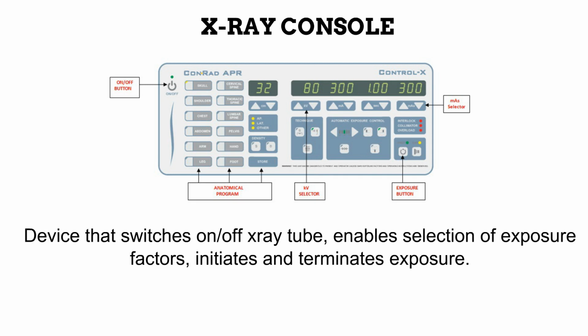On this diagram you would find features such as the on-off button, the exposure button, the kV and mAs selector buttons with a meter to indicate which value has been selected. You'll also find something known as an anatomical program. The anatomical program enables the radiographer to select a body part and size that is to be imaged, and it automatically suggests the exposure factors that would be suitable for that body part.